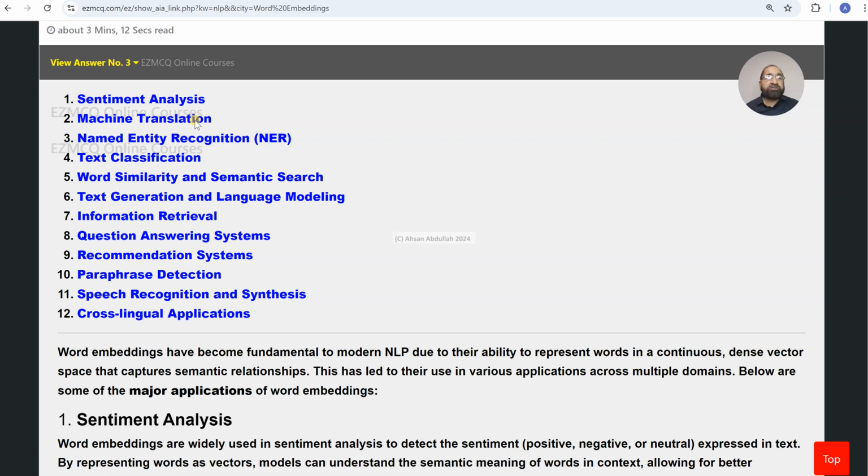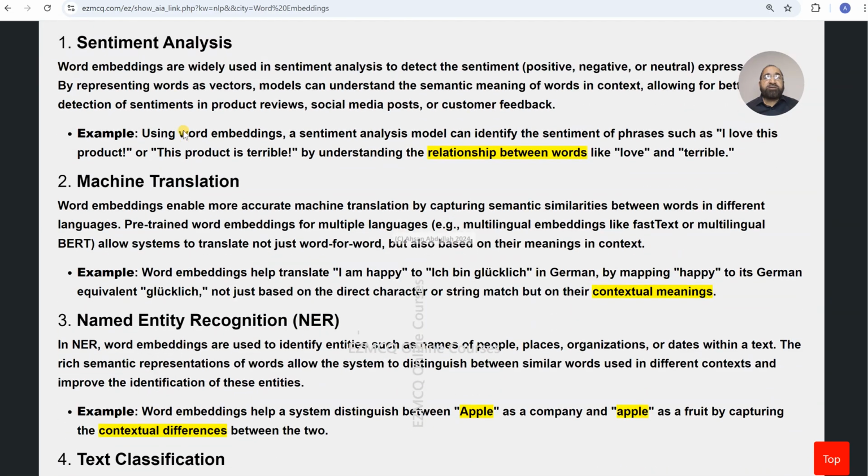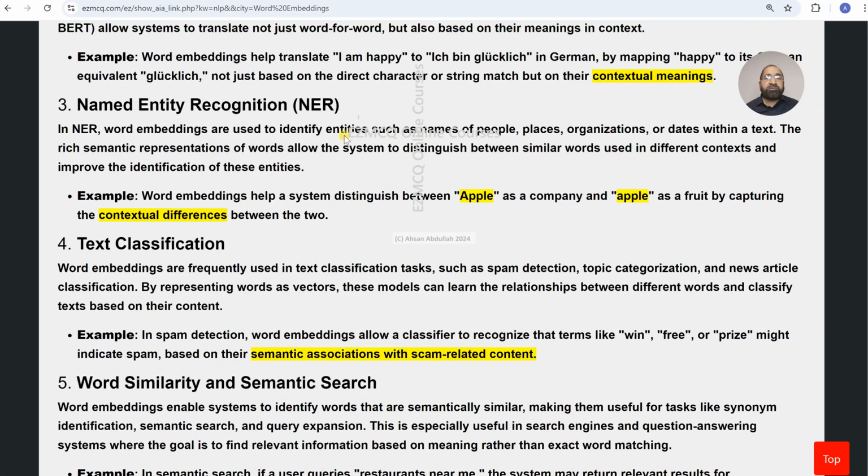Machine translation I've already mentioned. Named entity recognition: there's a complete topic on named entity recognition. Basically, what it does is determine the association. For example, Apple with a capital A, is that a company name or is it a fruit? This is a difficult example.